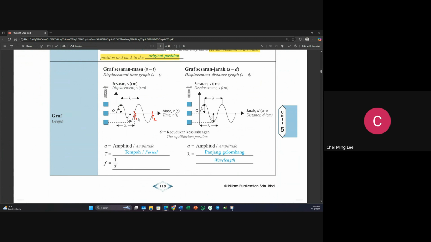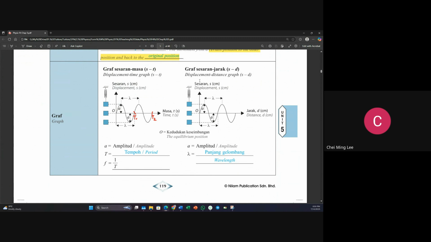Then A is the amplitude. This is for the max, this is for the mean. And then f is equal to 1 over T. You are not able to see frequency through the graph. You need to calculate it from T, from the period.